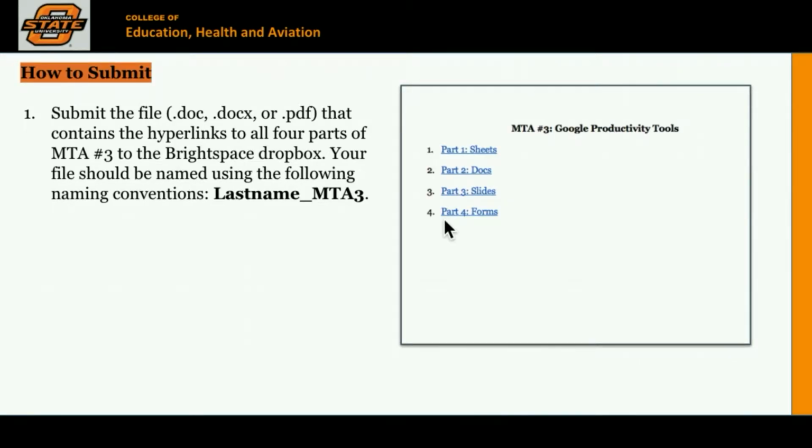All right, so when you're done testing all of your hyperlinks in an incognito window, you're going to submit the document that you've been housing all of your hyperlinks in to the Brightspace Dropbox for MTA number 3 using the naming conventions and the assignment instructions. So that'll be last name_MTA3.